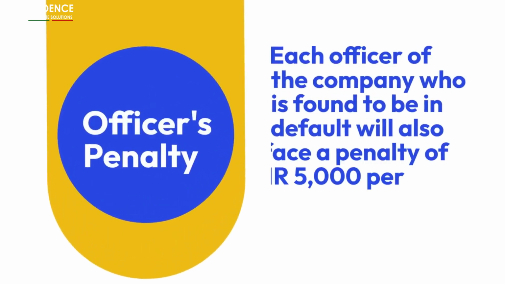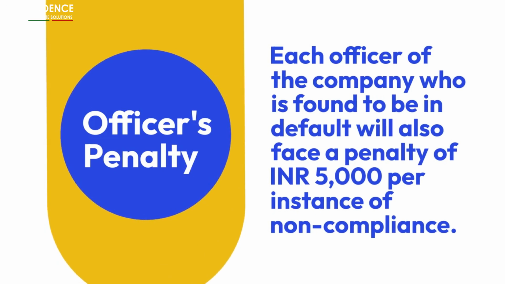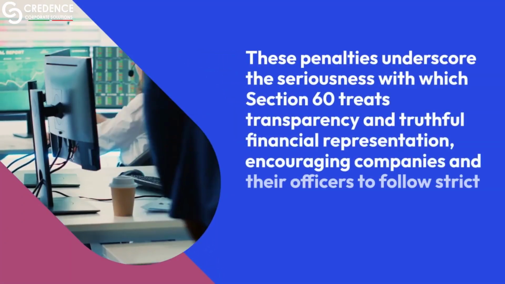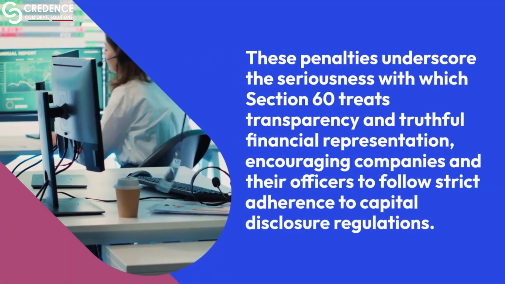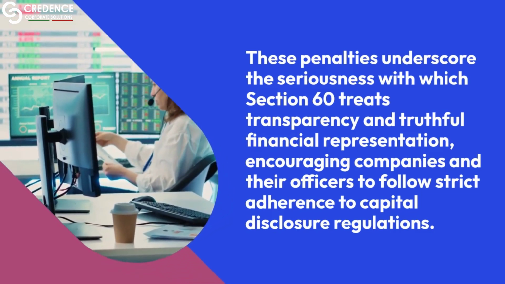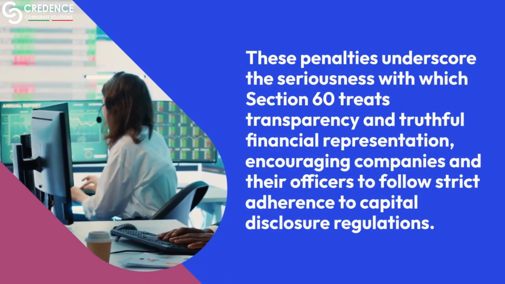Officers' penalty. Each officer of the company who is found to be in default will also face a penalty of 5,000 rupees per instance of non-compliance. These penalties underscore the seriousness with which Section 60 treats transparency and truthful financial representation, encouraging companies and their officers to follow strict adherence to capital disclosure regulations.